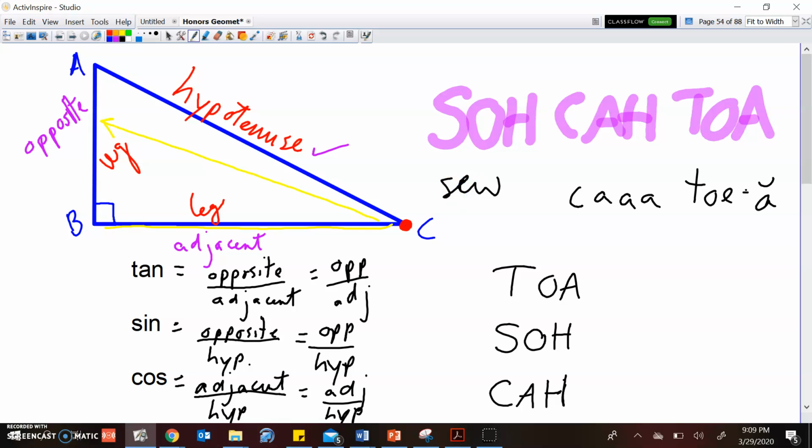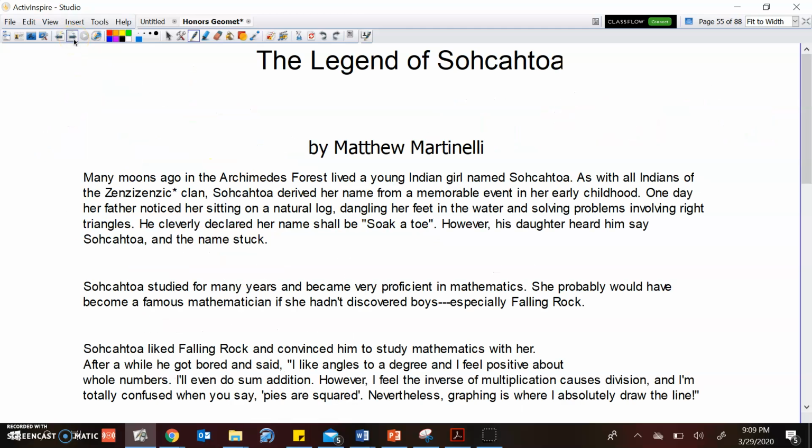Now, I have a funny little story I'm going to read to you that might help it sink in a little more, and there's some silly math acronyms. So sit back, enjoy some story time. It's called The Legend of Sohcahtoa by Matthew Martinelli. So many moons ago in the Archimedes forest lived a young Indian girl named Sohcahtoa. As with all Indians of the Zenzenzenik clan, Sohcahtoa derived her name from a memorable event in her early childhood. One day her father noticed her sitting on a natural log, dangling her feet in the water and solving problems involving right triangles. He cleverly declared her name shall be Soh-cah-toa. However, his daughter heard him say Sohcahtoa, and the name stuck.